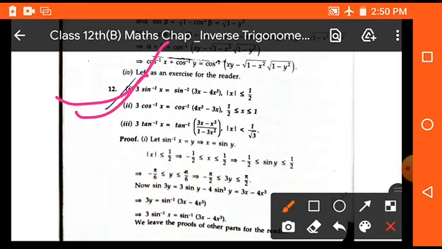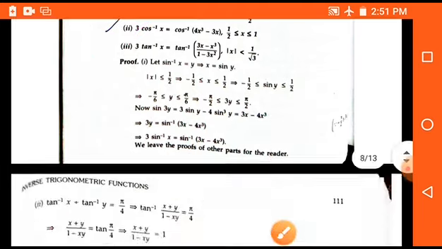Next one is 3 cos inverse x is equal to cos inverse 4x cube minus 3x when x lies between 1 by 2 and 1. Now the next is 3 tan inverse x is equal to tan inverse 3x minus x cube upon 1 minus 3x square when mod of x is less than 1 upon under root 3. So student, you see here 3 sin inverse x, 3 cos inverse x, and 3 tan inverse x have 3 different formulas.